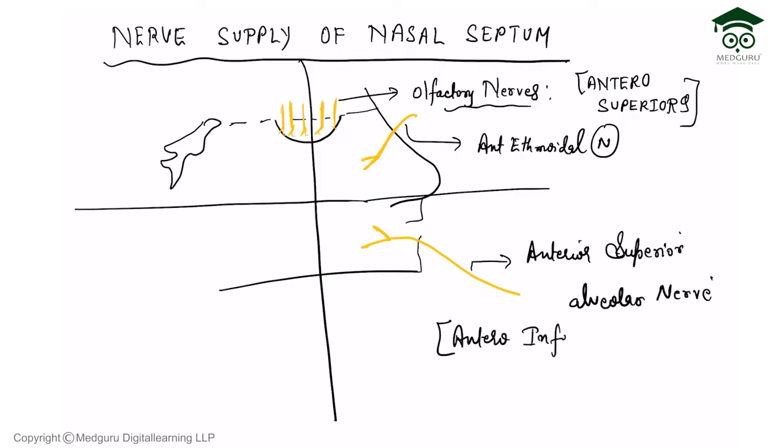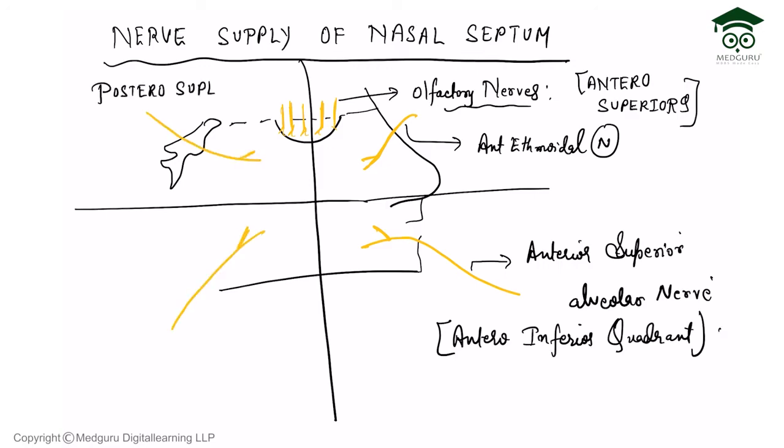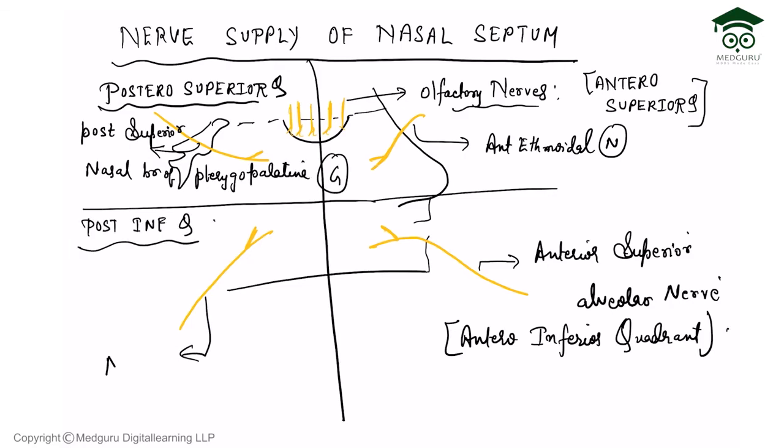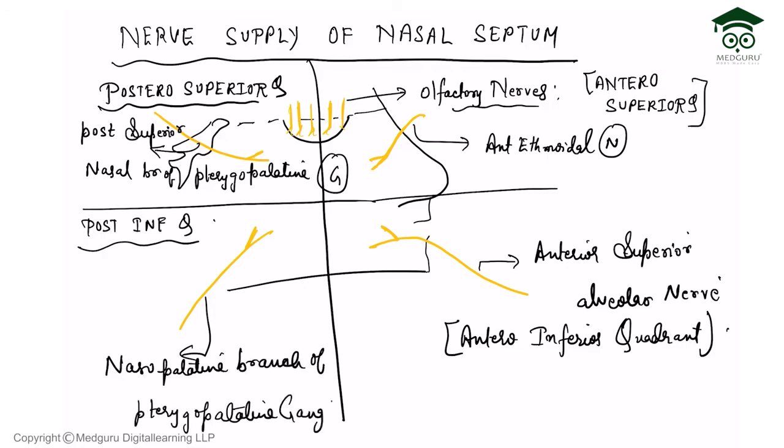In the antero-inferior quadrant, we have the anterior superior alveolar nerve. In the postero-superior quadrant, we have the posterior superior nasal branch of the pterygopalatine ganglion. In the postero-inferior quadrant, we have the nasopalatine branch of the pterygopalatine ganglion. So these are all the nerves supplying the 4 quadrants of the nasal septum.